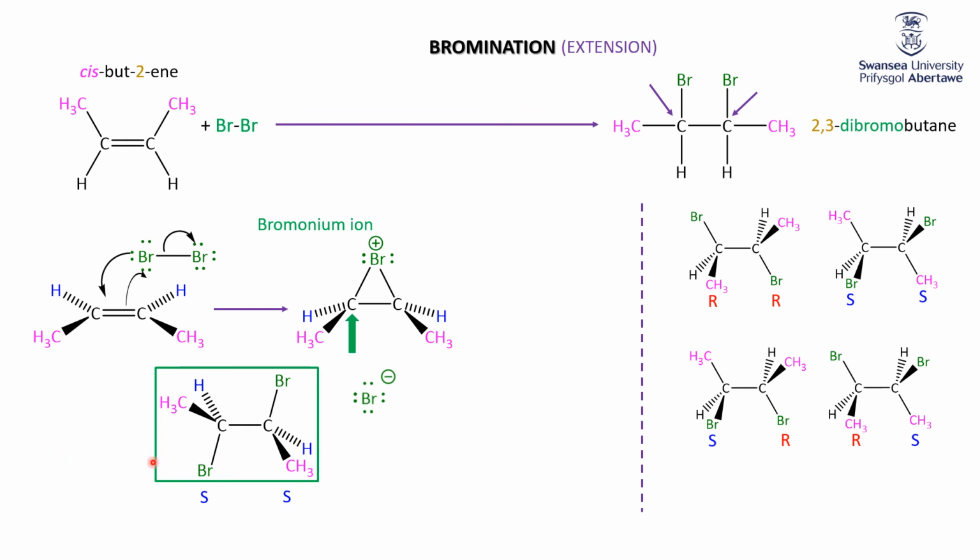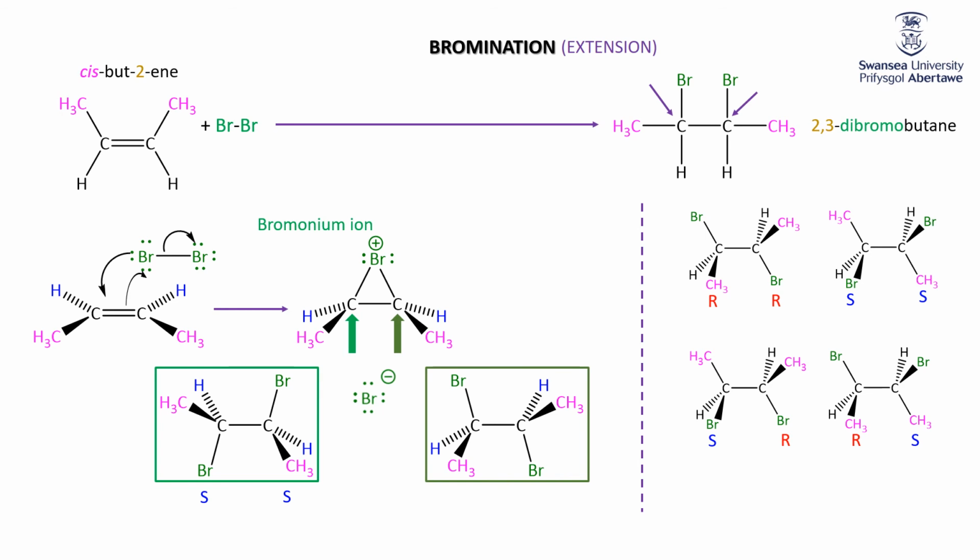Assigning the configurations. Here's the carbon, hydrogen back, 1, 2, 3, S. Here, hydrogen back, 1, 2, 3, also S. So when the bromine attacks from the bottom of carbon 2, we get the SS. Now let's have it attacking from the bottom of carbon 3. When it does that, carbon 3 is not going to be bonded to the top bromine anymore, so the top bromine bonds now to carbon 2. So carbon 2 has the bromine up, carbon 3 has the bromine from the bottom.